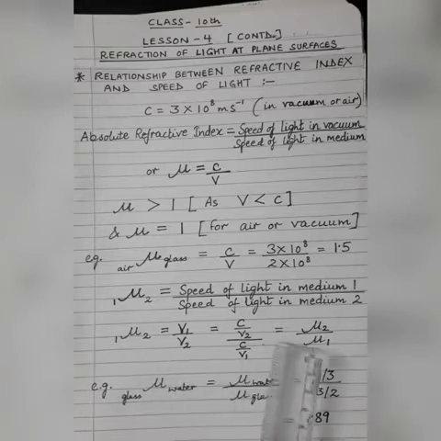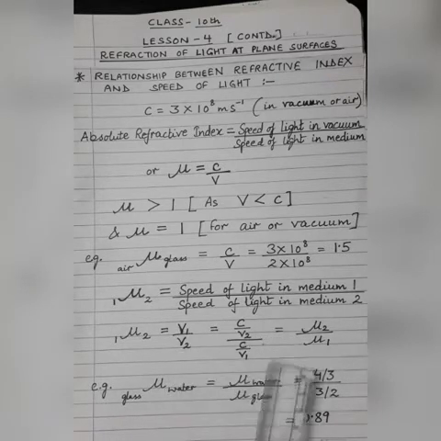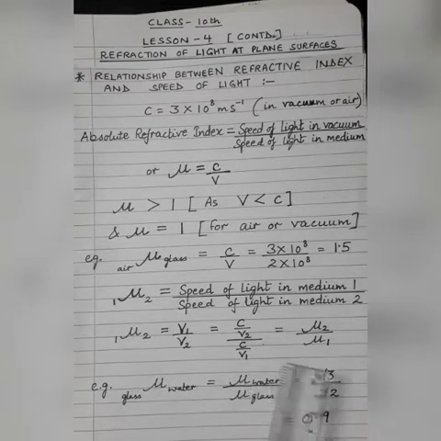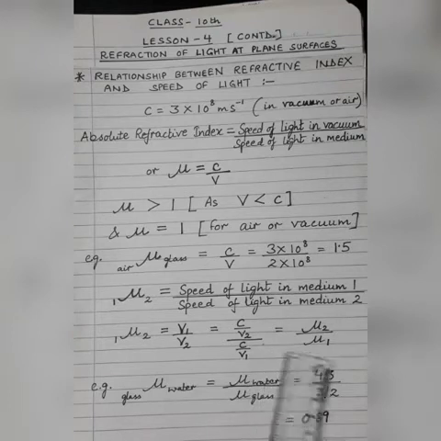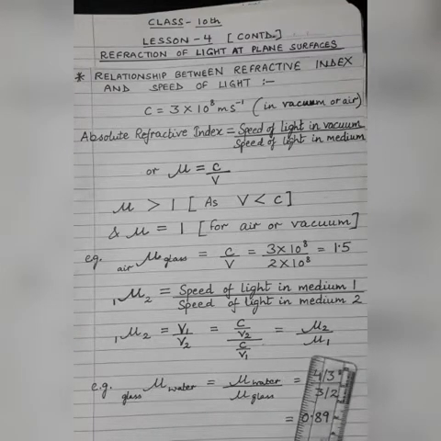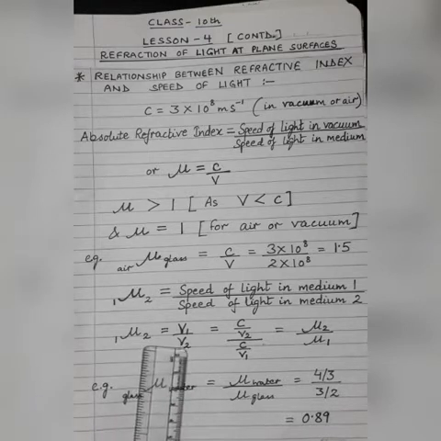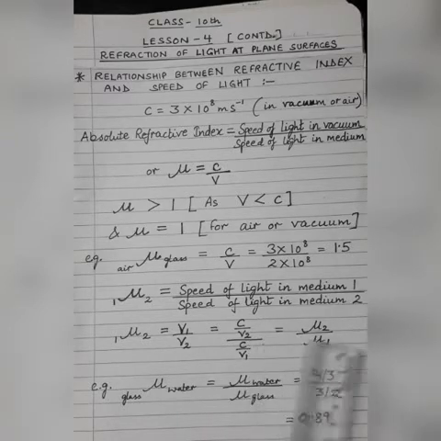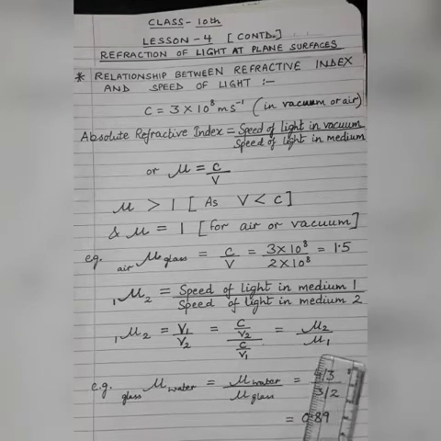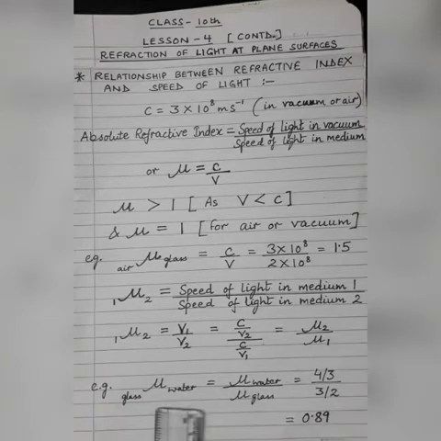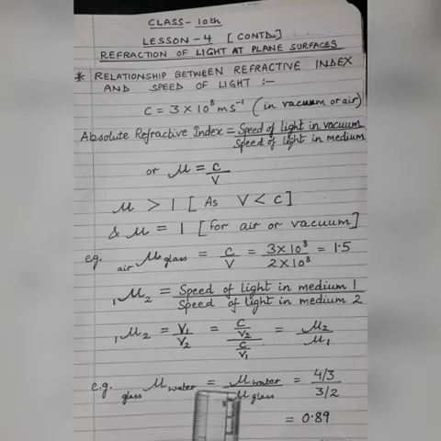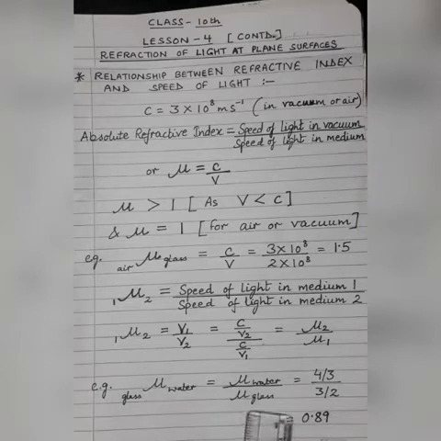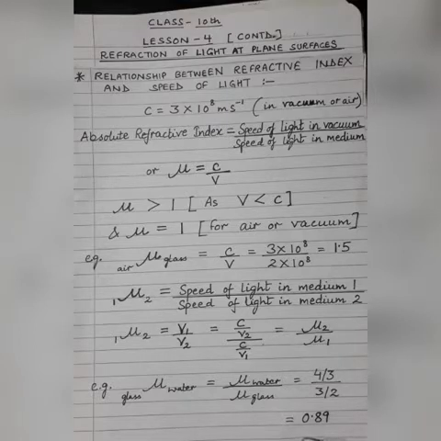We can write it this way: V1 equals C upon mu 1 and V2 equals C upon mu 2, so V1 upon V2 equals mu 2 upon mu 1. C cancels. Thus the refractive index of medium 2 with respect to 1 equals mu 2 upon mu 1, because C upon V2 is the refractive index of medium 2 and C upon V1 is the refractive index of medium 1. For example, the refractive index of water with respect to glass equals refractive index of water upon refractive index of glass, which is equal to 4 upon 3 whole upon 3 upon 2, and it comes out to be 0.89. Refractive index of water with respect to glass equals 0.89.